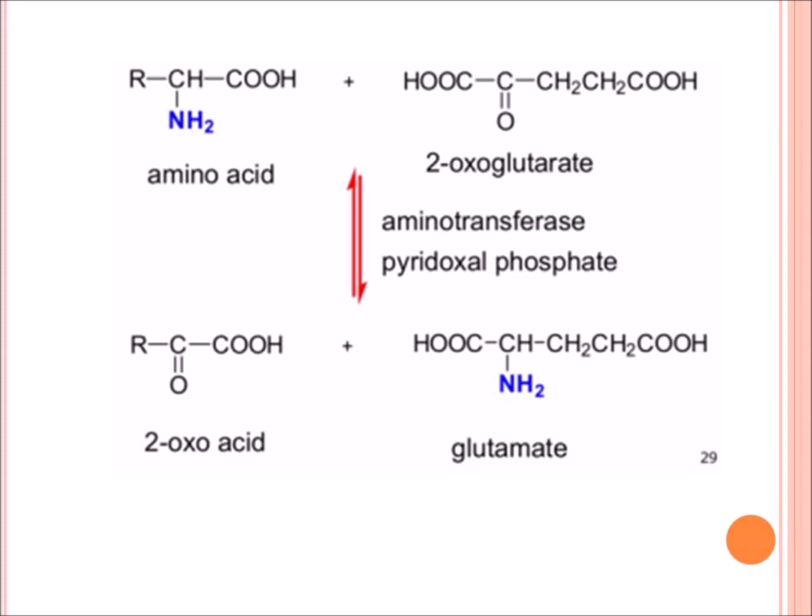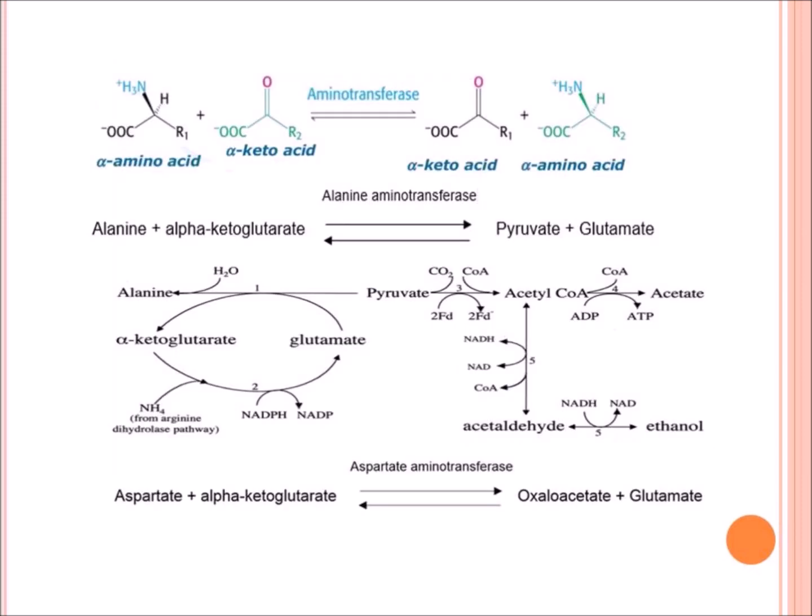Here we can see how transamination occurs in the presence of aminotransferase. For example, one alpha amino acid combines with an alpha keto acid and forms another alpha keto acid and another alpha amino acid. Example, alanine plus alpha ketoglutarate, in the presence of alanine aminotransferase, gives pyruvate and glutamate. Similarly, in the presence of aspartate aminotransferase, aspartate plus alpha ketoglutarate gives oxaloacetate and glutamate. These two are examples of the transamination process.